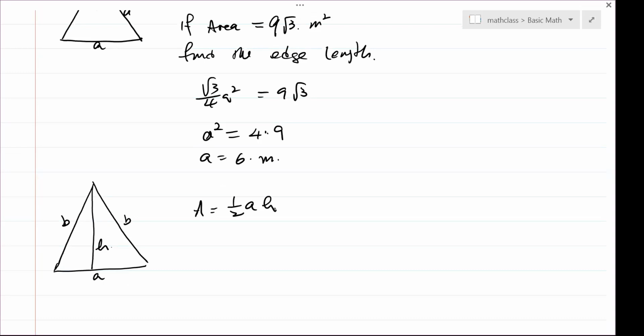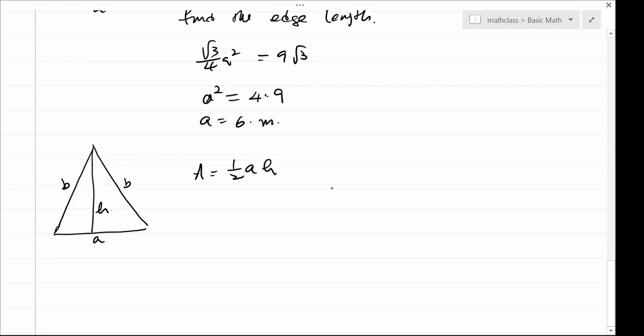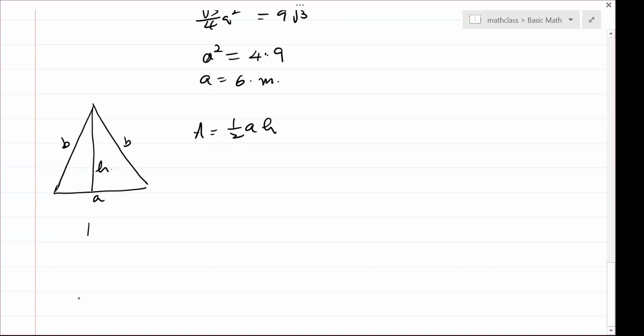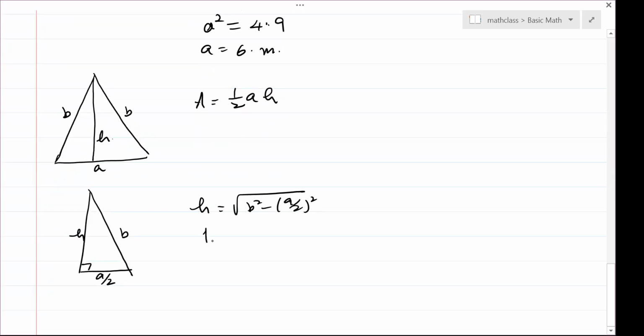Well, that's a little bit more general than that, right? Then you can apply the Pythagorean theorem to find the H. We already did that. This H, and there's half of A. So by the Pythagorean theorem, H is going to be square root of B squared minus half of A squared. Now, why is this true? Because H squared plus half of A squared equals B squared. Then you move half of A squared to the right hand side and solve for H.